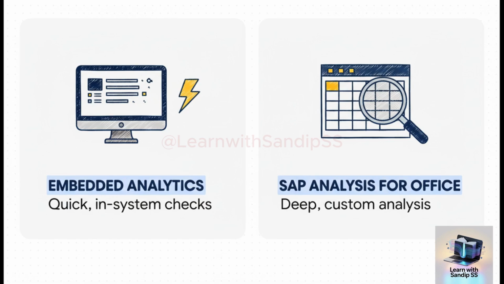So on one hand, Embedded Analytics is for those quick checks inside the system, but Analysis for Office lets you pull that same live, trusted data directly into Excel. You get to slice it, dice it, build whatever custom reports you want, combining the raw power of SAP with the total familiarity of a spreadsheet.